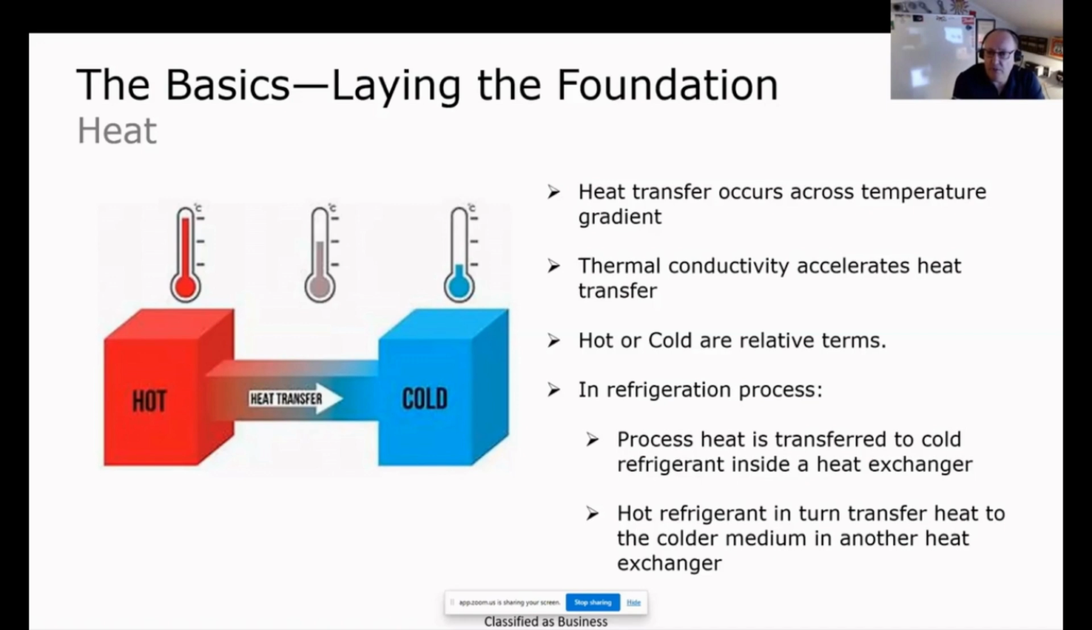Now, in refrigeration, we take a process heat and we transfer that to a cold refrigerant inside a heat exchanger, our evaporator. And then we take that hot refrigerant and in turn transfer that heat to a colder medium in another heat exchanger, i.e. the condenser.